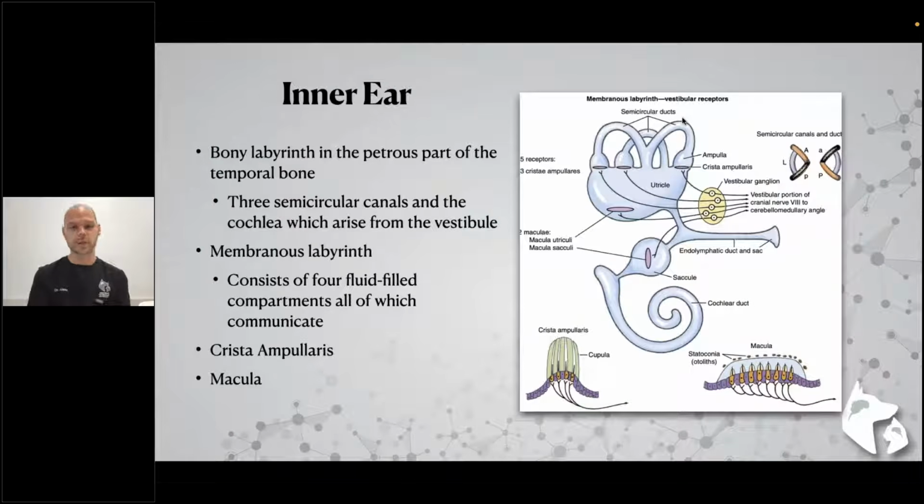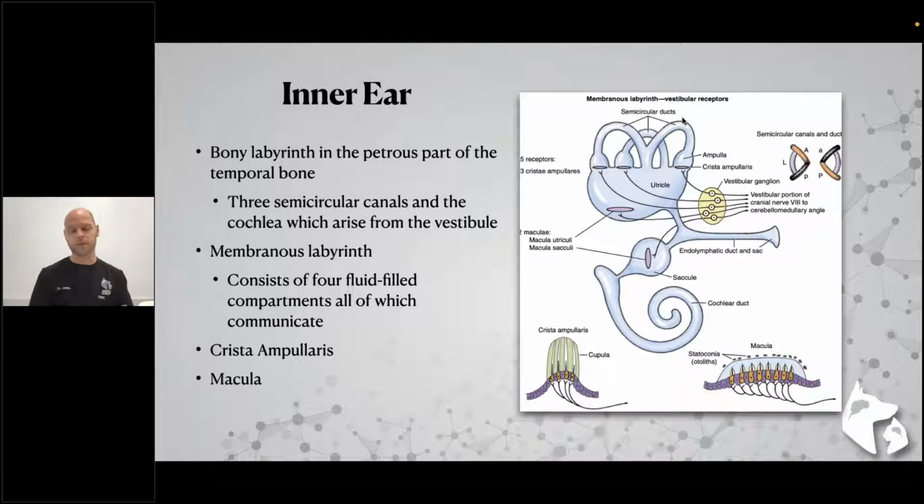So first, the inner ear. There are 2 main parts of the inner ear. You have a bony labyrinth, which is located within the petrous part of the temporal bone, okay? And the bony labyrinth contains 3 continuous fluid-filled portions, all right? So they're all connected. You have the 3 semicircular canals, and then you have the cochlea, and those arise from the vestibula. So those are the 3 parts: the semicircular canals, the cochlea, and the vestibula. And again, these are just openings within the bone, particularly the petrous portion of the temporal bone there.